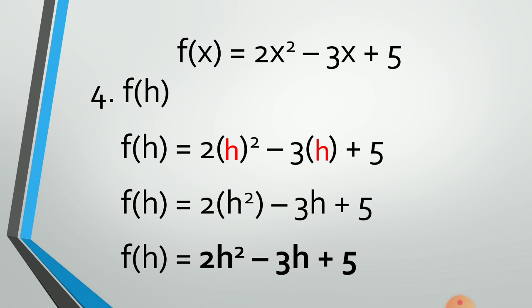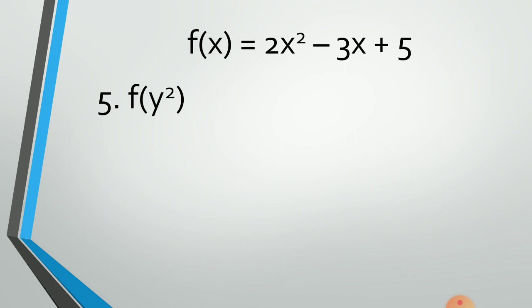So in here, we cannot simplify it further. That is already the final answer, because we cannot combine terms anymore since there are no more similar terms. When we say similar terms, these are terms with the same literal coefficient. Literal coefficient is the combination of a variable and exponent. In here, the literal coefficients are h squared and h, and h squared and h are not similar. Therefore, we cannot combine them. So that will now be the final answer.